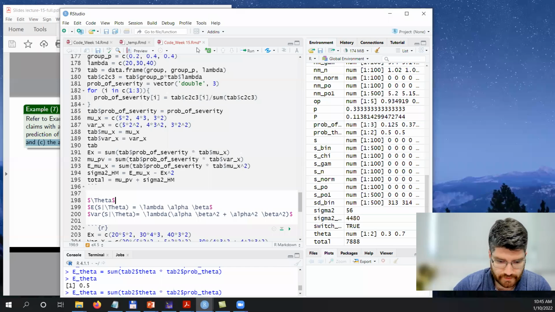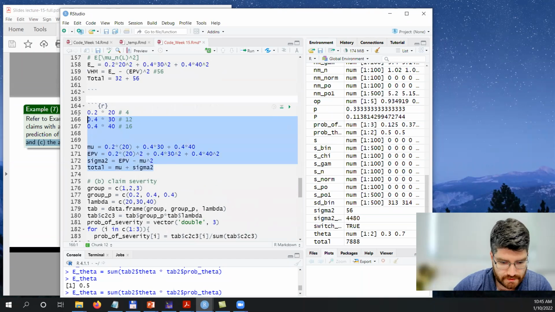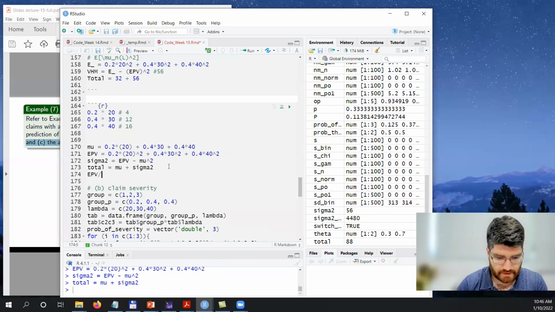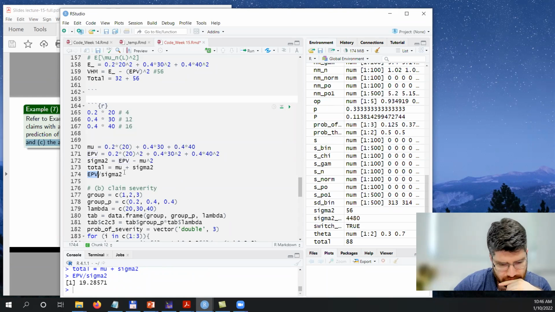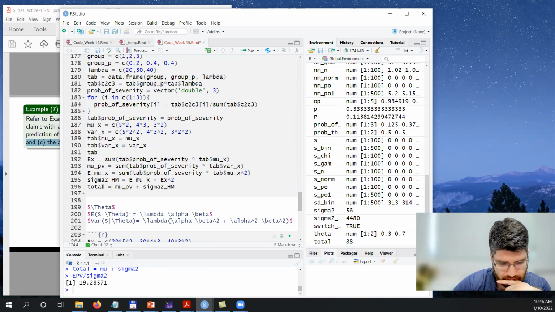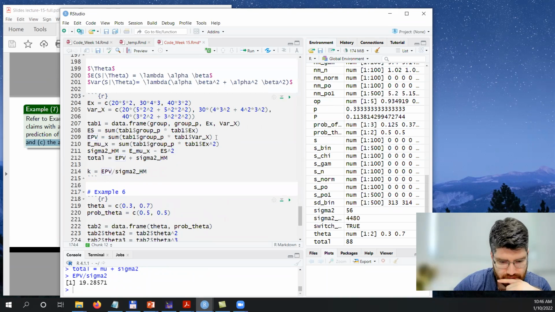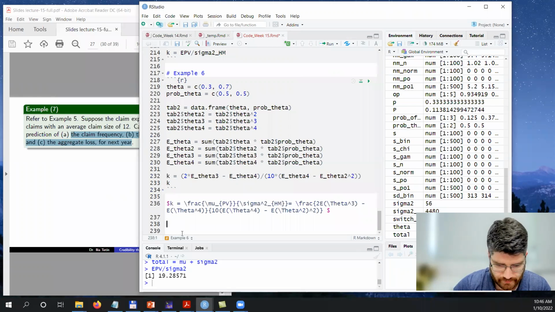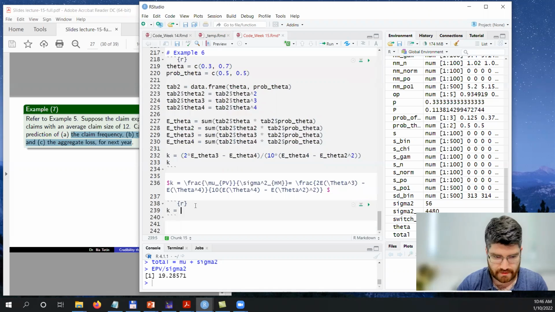Okay, let me refresh what we have here for claim frequency. So EPV divided by sigma squared here. No, that's not correct. We have to calculate the EPV, which is the sum of that. All right, we won't bother. The formula is the same, like 0.76, but I'm just remembering that for our claim frequency parameter, it should be 0.575714.